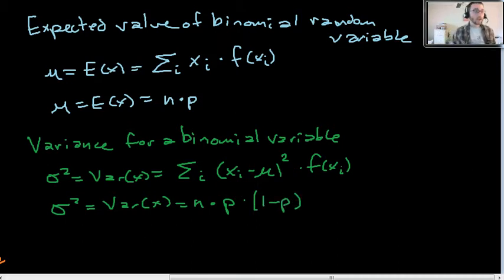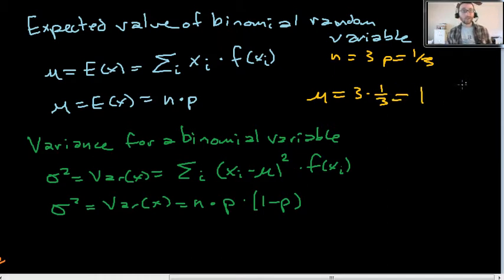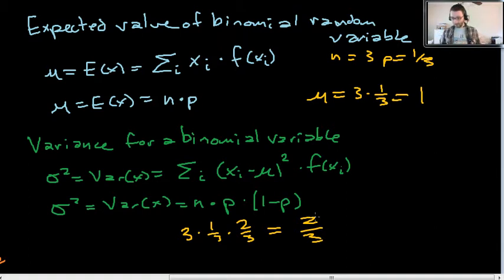All right, in this case, we had 3 trials, and so n was equal to 3, and p was equal to 1/3. And so here our mu equals 3 times 1/3 equals 1. Right? On average, in 3 sales calls, in the long run, you're going to get around 1. Our variance then is going to be 3 times 1/3 times 2/3, which we already know 3 times 1/3 is 1, and so that's going to be equal to 2/3. There you go. Cool. So that's all the things you need to know about binomial random variables.